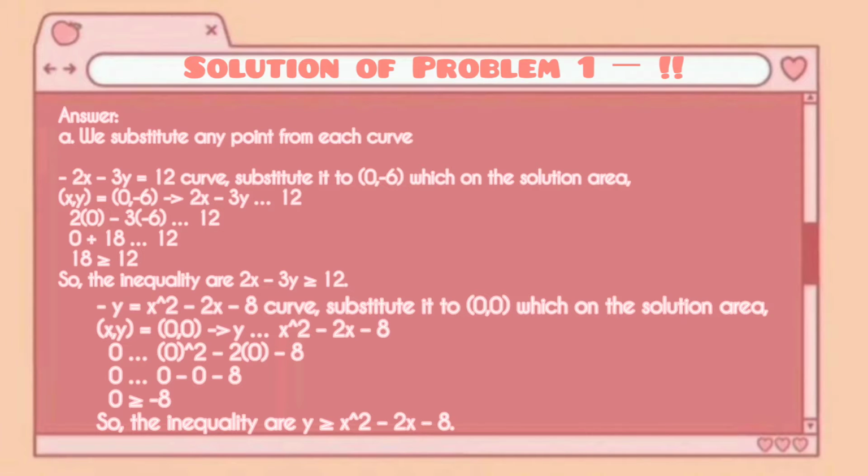The first step, we substitute any point from each curve: (0, -6) into 2x - 3y = 12 and (0, 0) into y = x squared - 2x - 8 to get the sign of the inequality. For a more complete method, please see the video.